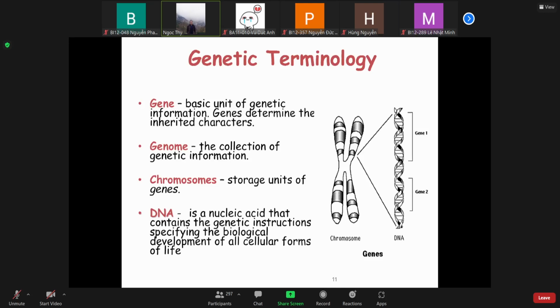DNA stands for deoxyribonucleic acid. It contains the genetic instructions for every cell in the human body. Some say that DNA is the blueprint of the cell, like the blueprint when we want to build a house. The blueprint of the house tells how high the house is, how many floors the house has, where the bathroom is, where the living room is, where the dining room is, where the bedroom is.